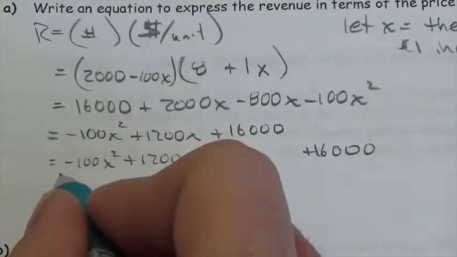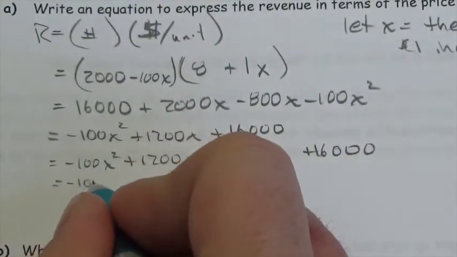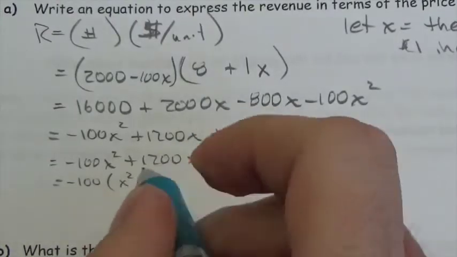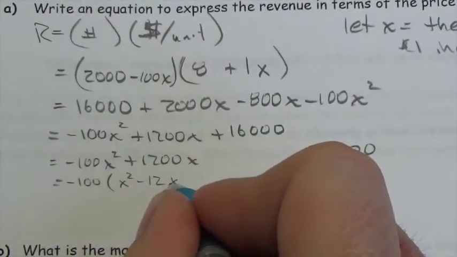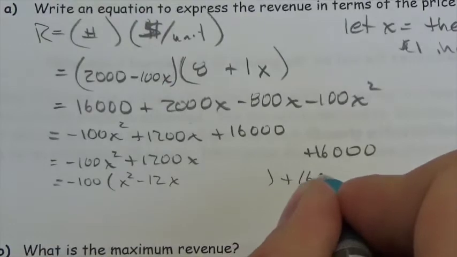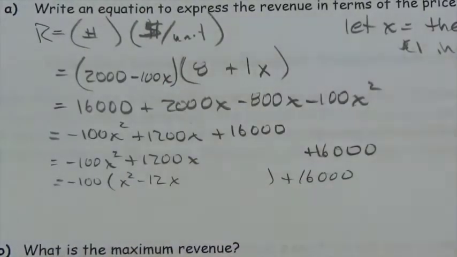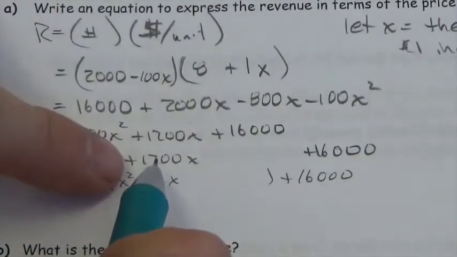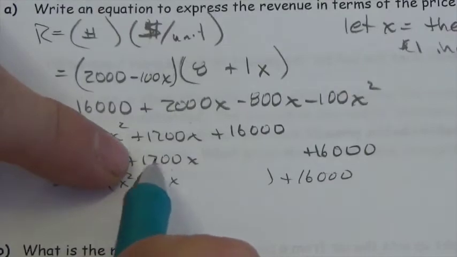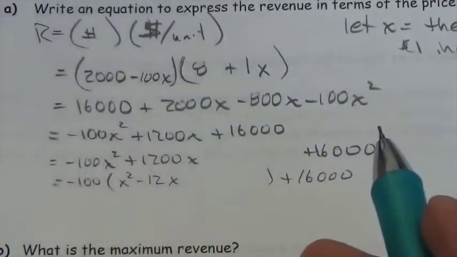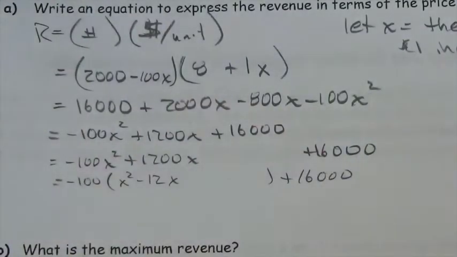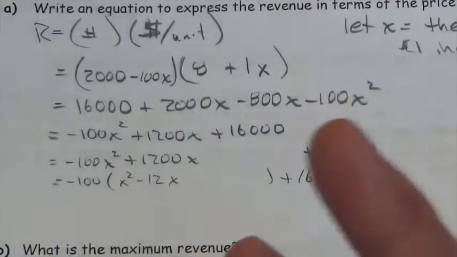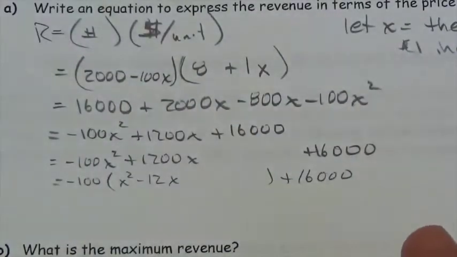First thing you got to do is take that leading coefficient out. Negative 100, this leaves us with x squared minus 12x plus the 16,000. I would have run into this if I hadn't caught that right there, because if I take a 2 out of that 1,200, I'm going to be left with 600, and then I have to square that. Well, that number is just going to be ridiculously large, and when I think about the scenario that I end up building here, that number's way too big to be reasonable.